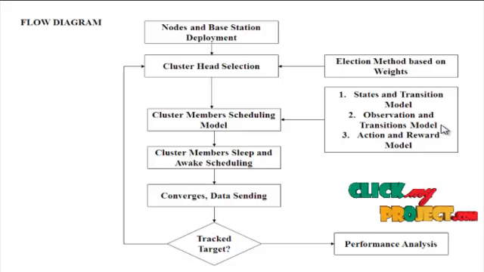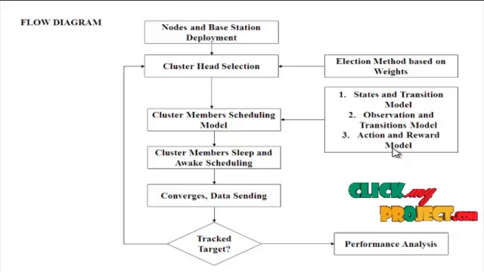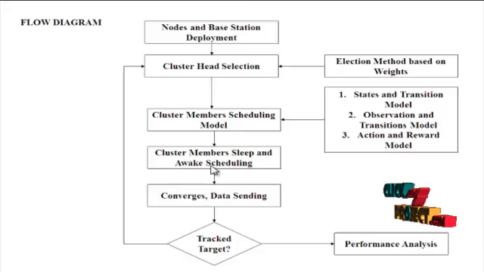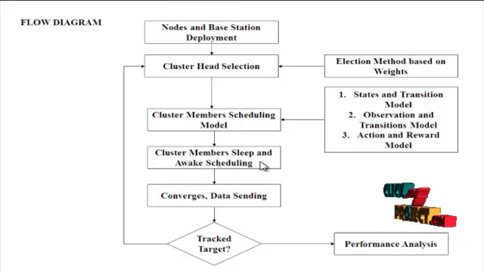The observation function and transition models are performed. Finally, the action and reward model is also performed to find the errors between the received residual energy and the residual energy of the action set. In the dynamic cluster target tracking, the cluster members sleep and awake or are scheduled. The stage of establishing the cluster includes cluster head choosing and switching, and cluster member scheduling and collaborating.